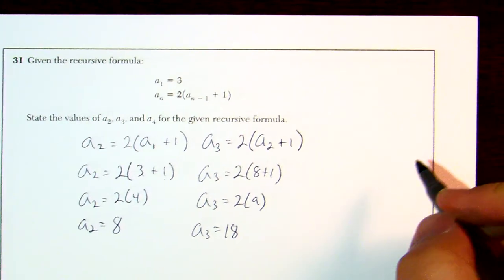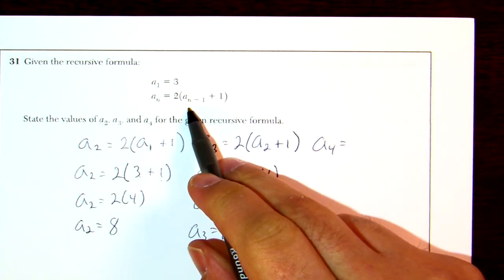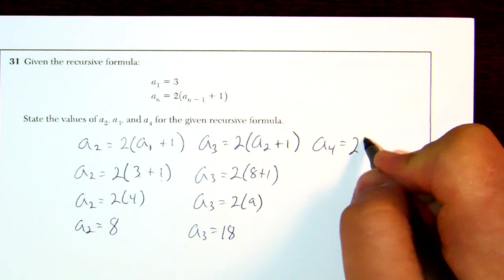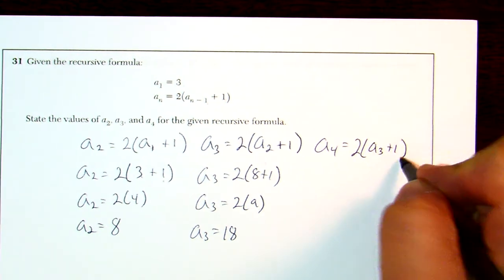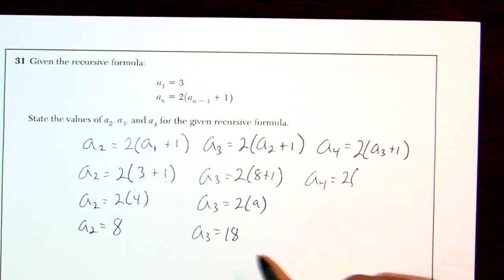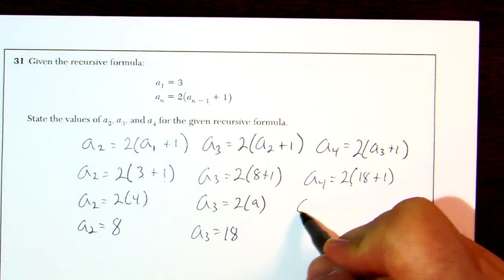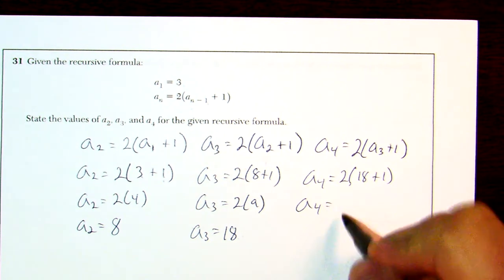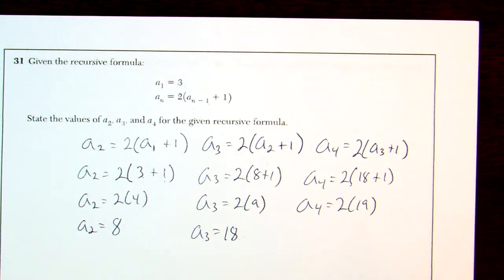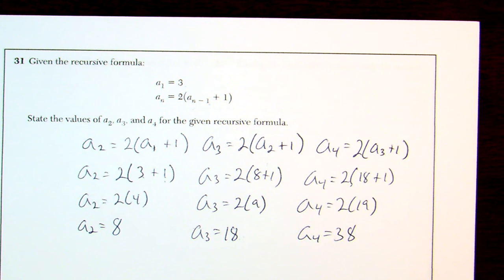And then finally for a4, when we plug in 4 for n, that's going to give us 4 minus 1, which is 3. So 2 times a3 plus 1. So a4 equals 2 times my a3, which we solved for already, is 18. 18 plus 1 is 19. So 2 times 19 is 38. So those are your solutions for a2, a3, and a4 for the recursive formula.